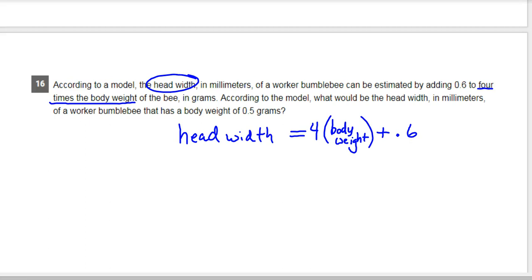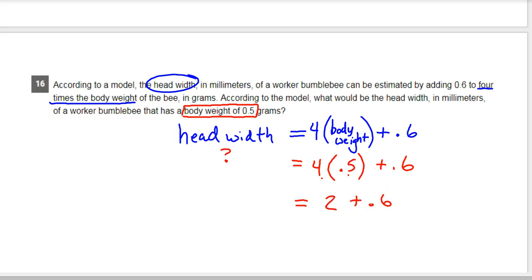According to the model, what would be the head width? So this is what we're trying to find. And hopefully they give me the body weight here. Of a worker bumblebee that has a body weight of 0.5. So they're telling me what the body weight is. So I go 4 times the body weight plus 0.6, and 4 times a half, well, that's 2, and 2 plus 0.6 is 2.6.